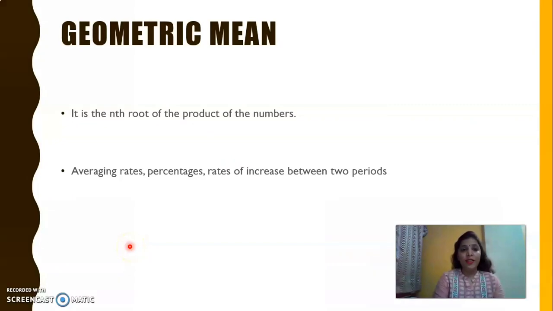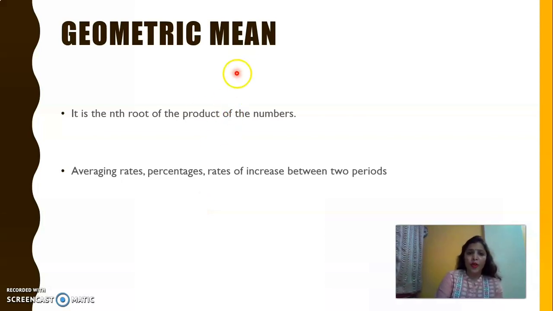Good morning, students. In the previous tutorial, we discussed the meaning of measures of central tendency and the first mathematical average, arithmetic mean. In this tutorial, we will be talking about the second mathematical average, geometric mean, and the third mathematical average, harmonic mean. Also, we will be talking about positional measures, median and mode, and how to calculate them on Excel.